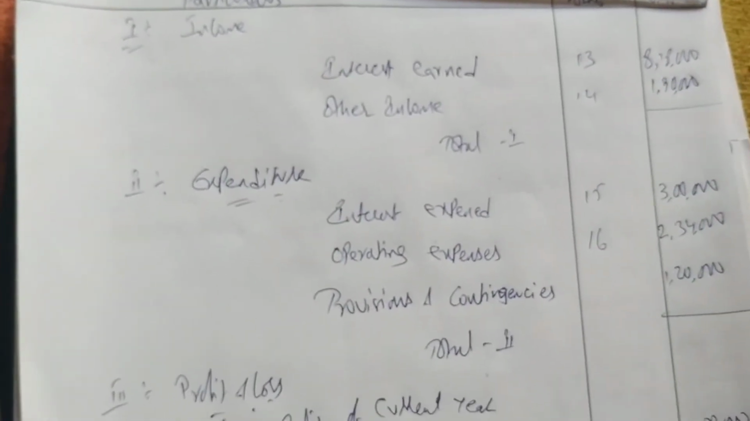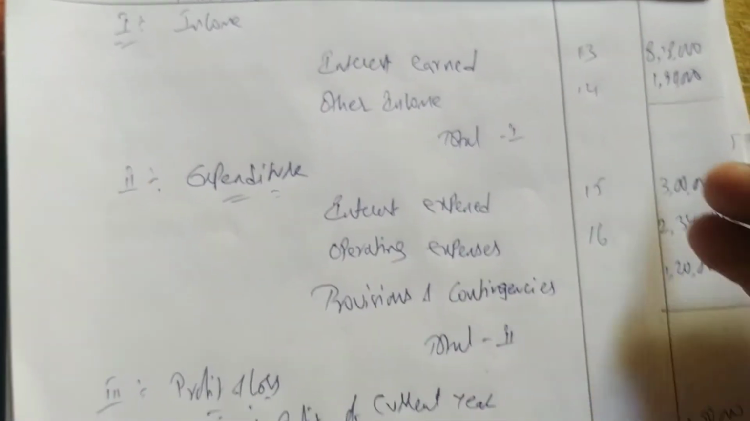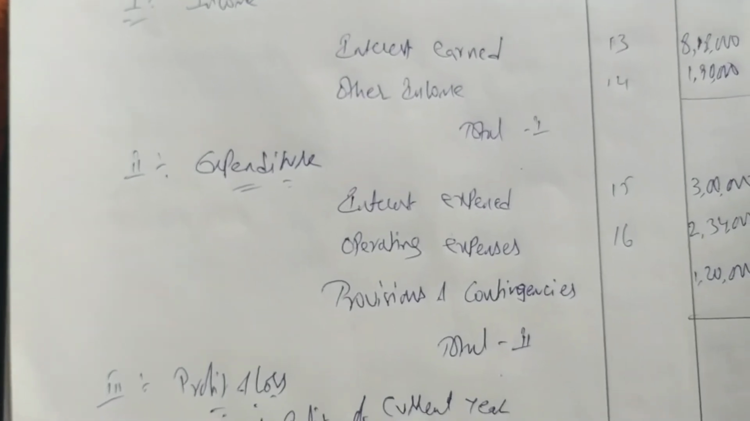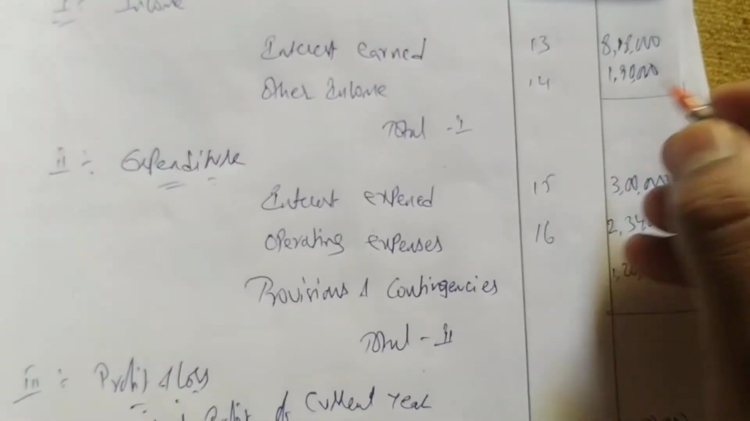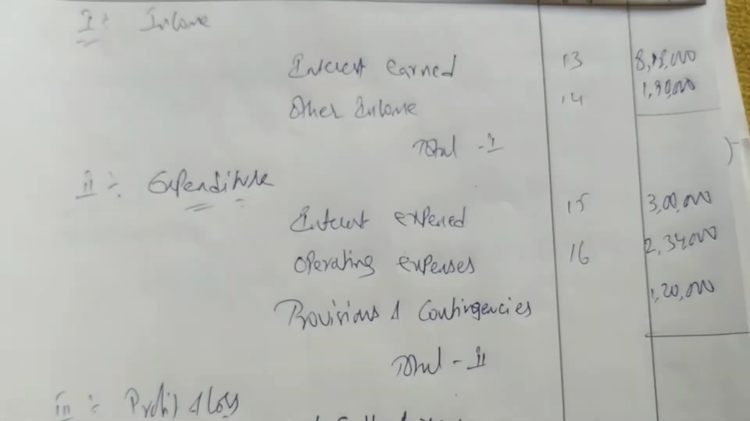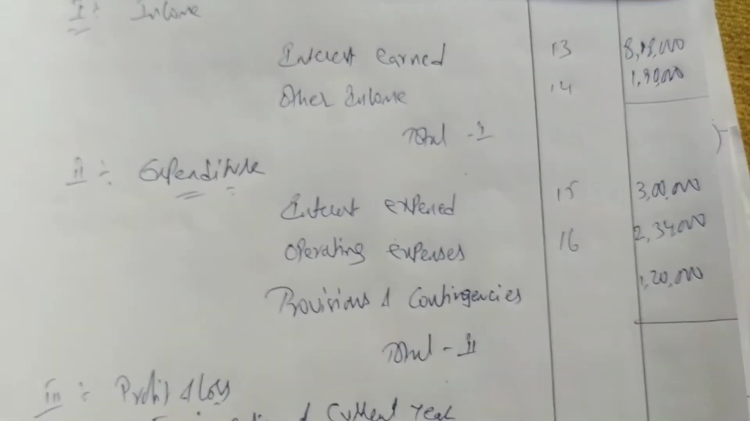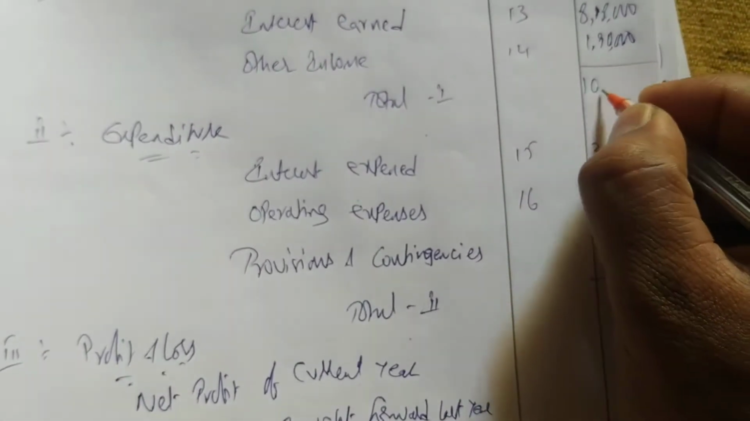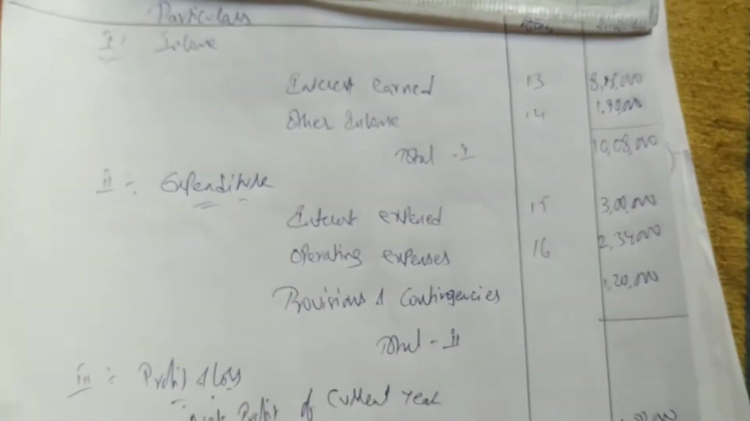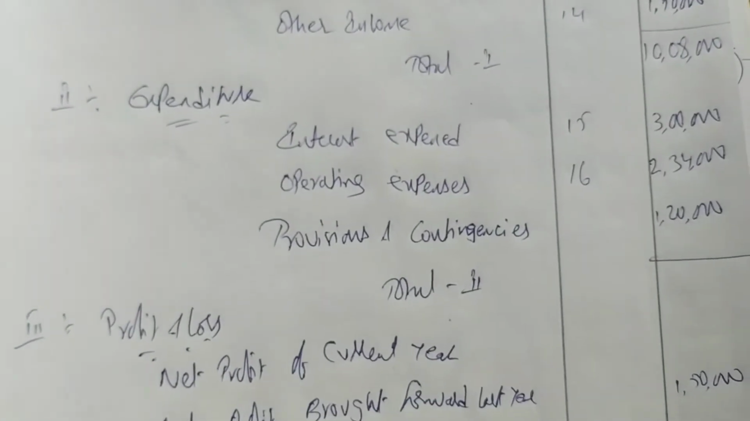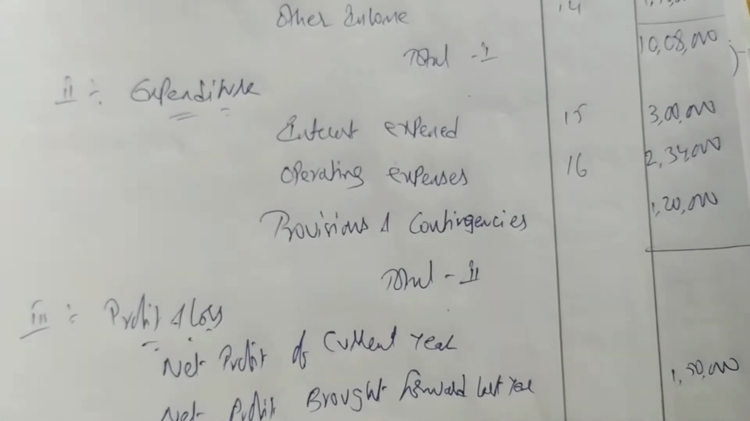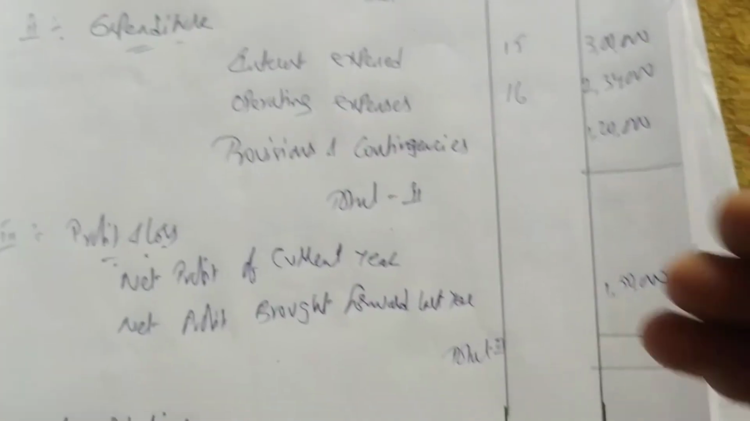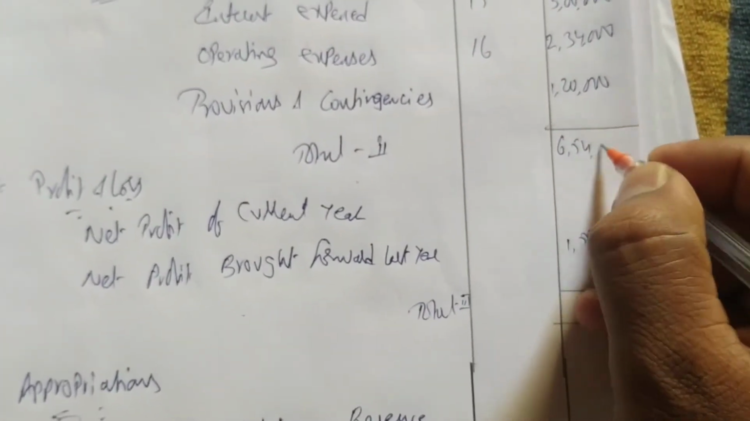Now we'll do the totals. So 8,18,000 plus 1,90,000, we are getting 10,08,000 as total income. And the expenditure total we will also do: 3 lakhs plus 2,34,000 plus 1,20,000. So we are getting total expenditure 6,54,000.